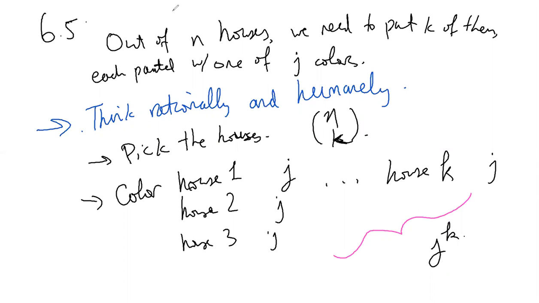And these two choices are also independent of each other, right? Because it doesn't matter which K houses you pick, you'll have to do this process every time. Hence making the overall answer N choose K times J to the K.